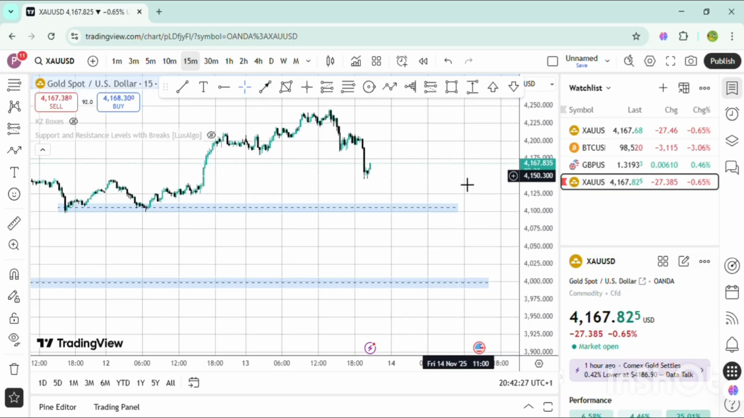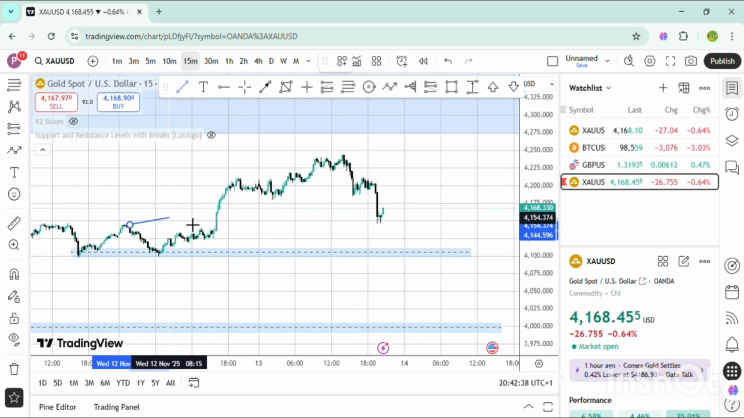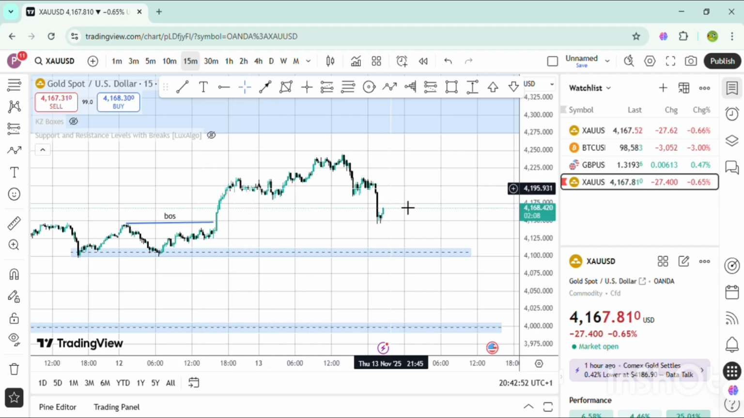You can see this is a new demand zone. We'll look for a new break of structure. There is a new break of structure. Look at it there. It's a break of structure. You can see this fair value gap here.